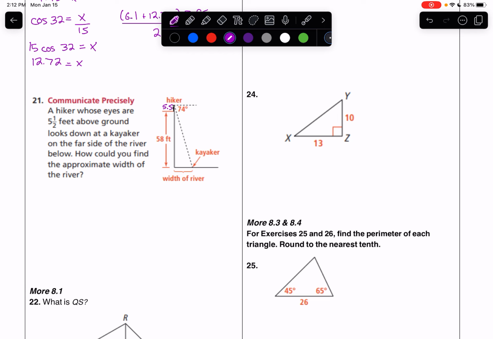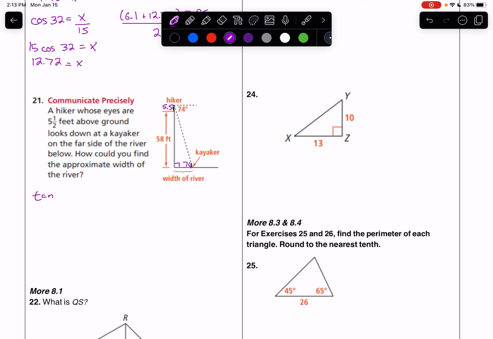So we are going to do regular right triangle trigonometry here because we have a right angle. We have a 74-degree angle of depression right here. But we know, because of alternate interior angles, that this 74 and this angle are congruent. So the angle down here by the kayaker is also 74 degrees. If I stand on that angle, I know the length of the opposite side. I'm looking for the length of the adjacent side, the width of the river. That's tangent, opposite over adjacent.